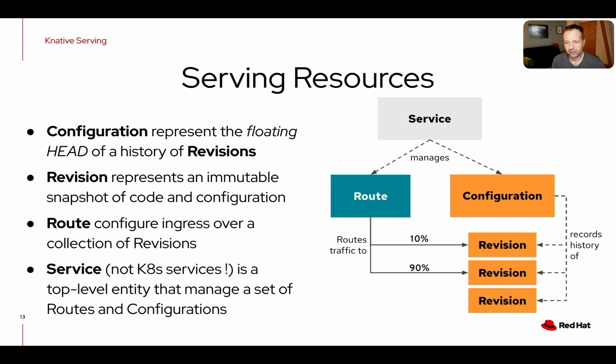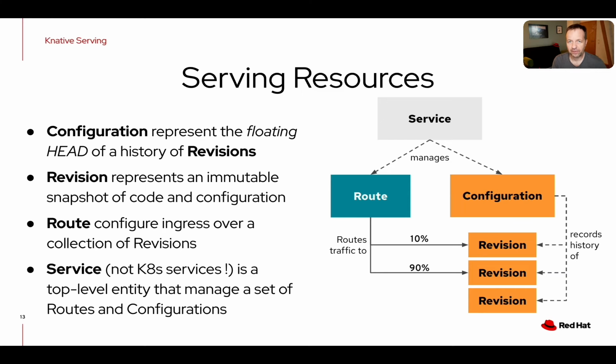And if you create such a service, then some other objects are created on its behalf, like a configuration and a route. The configuration is the current configuration of the application, or the head of a history of revisions. So every time you change the configuration object, a revision gets created for you. And in this scenario, if you change the service, the associated configuration, which is a one-to-one association, gets updated, and on behalf of that, a new revision gets created.